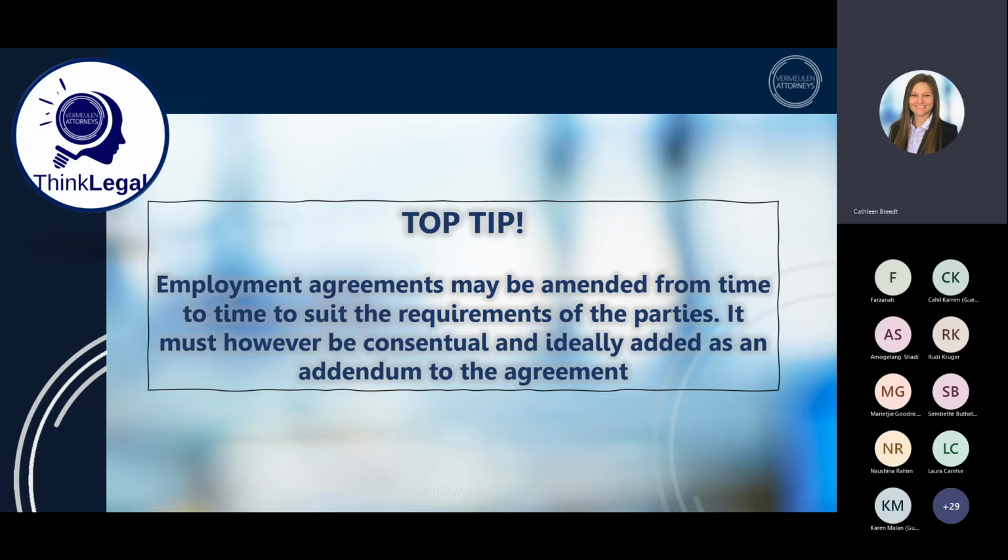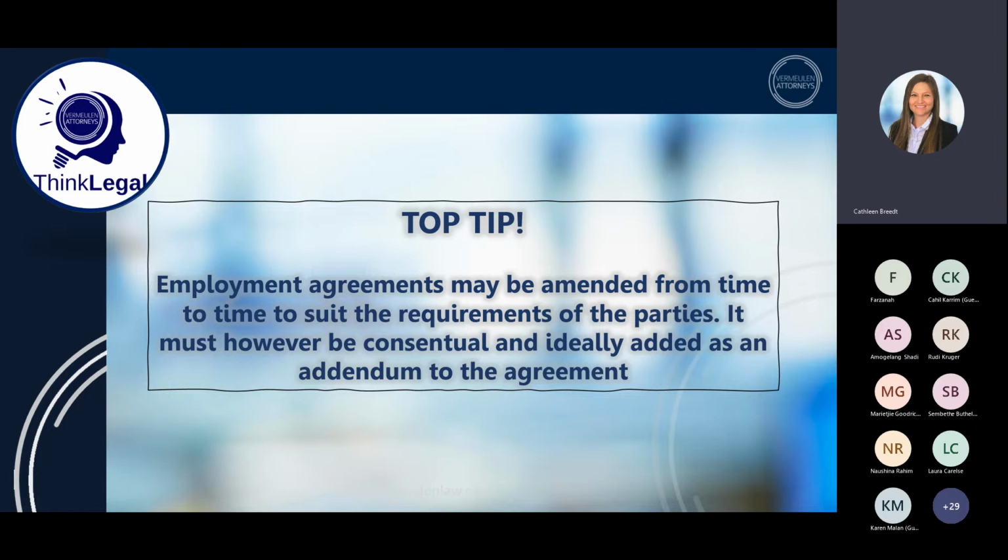But a good idea in general would be to make sure that everything is in writing. So instead of doing a new employment agreement, you can actually amend your current agreement by adding an addendum and making both parties sign it and making sure you place that addendum together with the agreement in your filing. Any amendments to the employment agreement must be accepted and agreed upon between both parties.